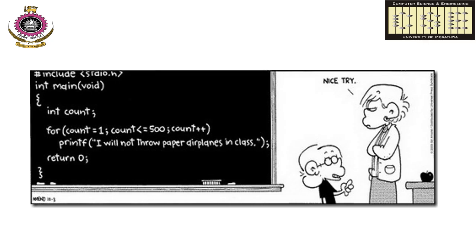However, you will notice that it is not written in Python. It is actually written in a programming language called C. We are not going into the details of C, but you will see that conceptually it is quite similar. There's an iterating variable, and it is using a for loop to write 500 times that I will not throw paper airplanes in class. So that's a clever way of doing that. It is a fun thing, but it also demonstrates the usefulness of iteration or loops.